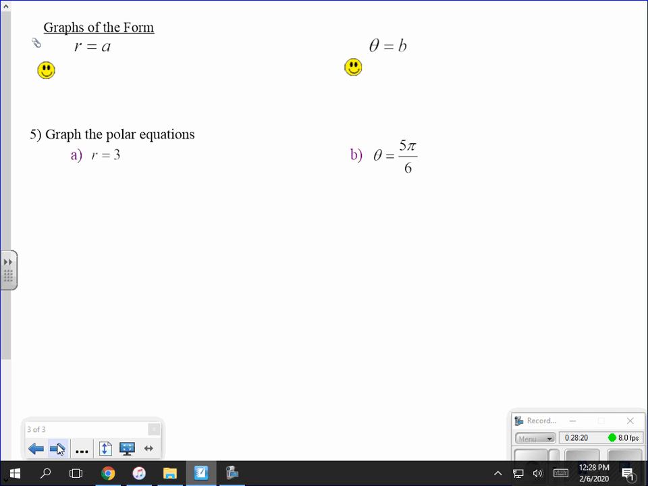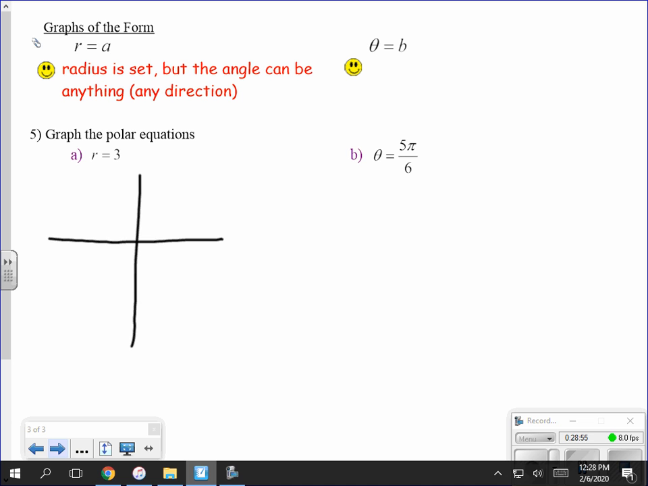Okay. So polar graphs, there are two basic ones. These are the most basic ones. They have one where r equals a is my equation in polar coordinate form. R is equal to a constant. The radius is set, but the angle can be anything in any direction. If the angle is not given as part of it, the angle is anything. If you have r equals some value, this is a very, very simple graph to do. Polar coordinates.